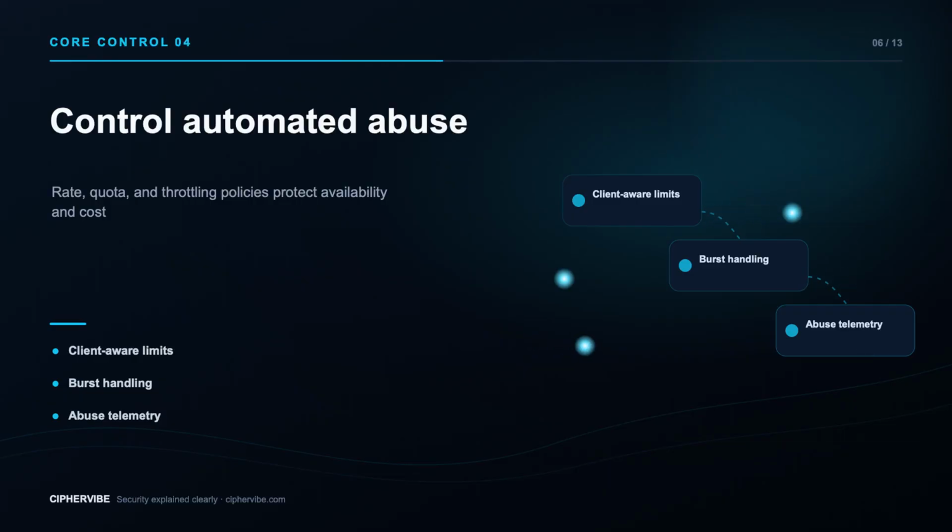The fourth building block is control automated abuse. Apply rate limits, quotas, concurrency controls, and payload constraints based on client identity and endpoint risk. Design clear retry behavior, monitor abuse patterns, and keep emergency controls that can tighten a route without interrupting unrelated services.